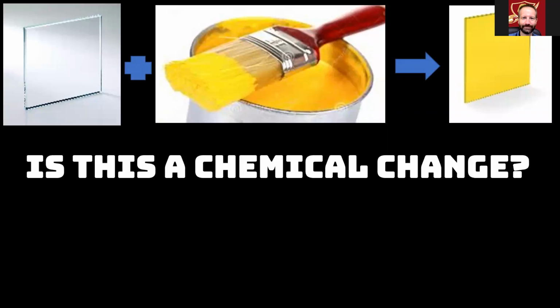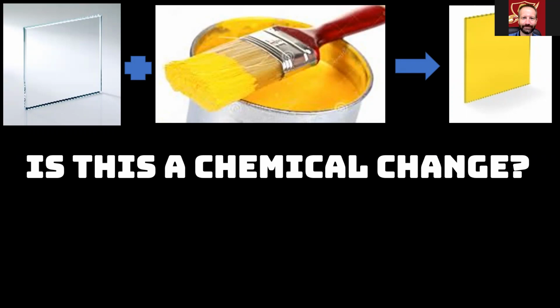Okay, so my first example, I have glass. I have yellow paint, and I paint the glass yellow. My question to you is this a chemical change? Give me a thumbs up or down. What do you think? Chemical change. A lot of people saying, no, not a chemical change. Well, you are correct. So the little blank there is a no. It is not a chemical change.